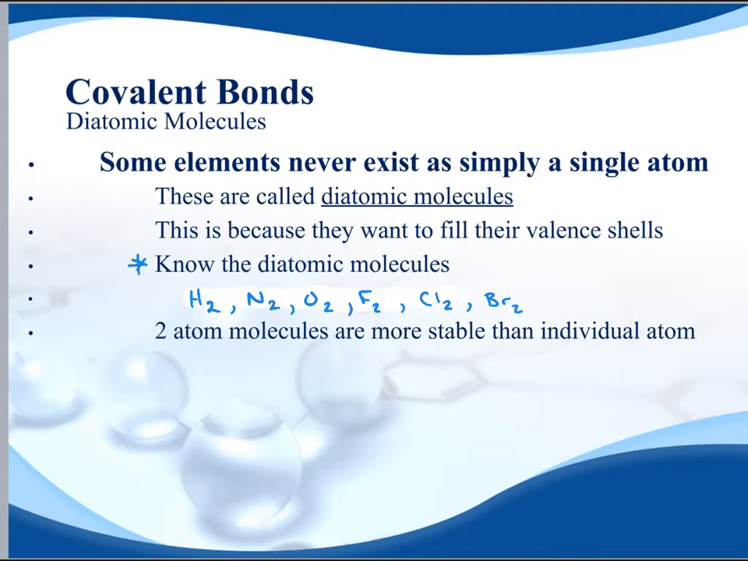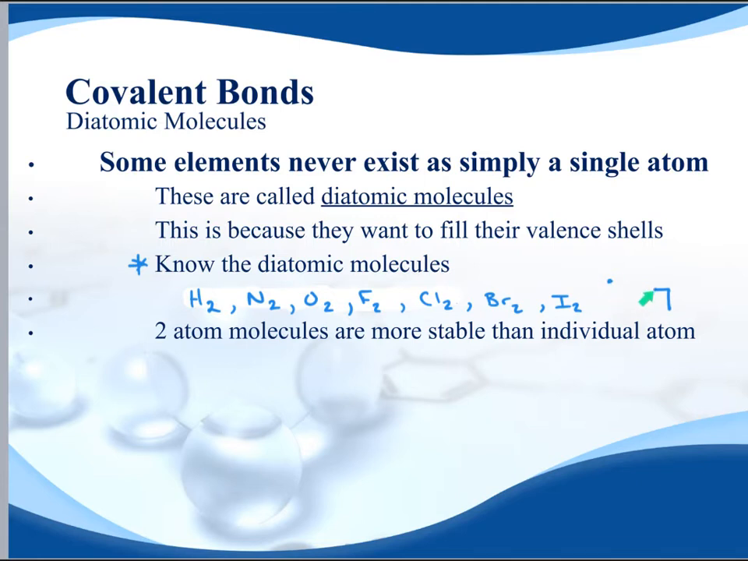Liquid bromine is Br2. And solid iodine is I2. Okay? And if you're trying to remember where exactly those are on the table, hydrogen's kind of by itself on the top left. And then the rest of these kind of form like an upside down L Tetris piece right on the other side of the table. So this is the left side of the periodic table.